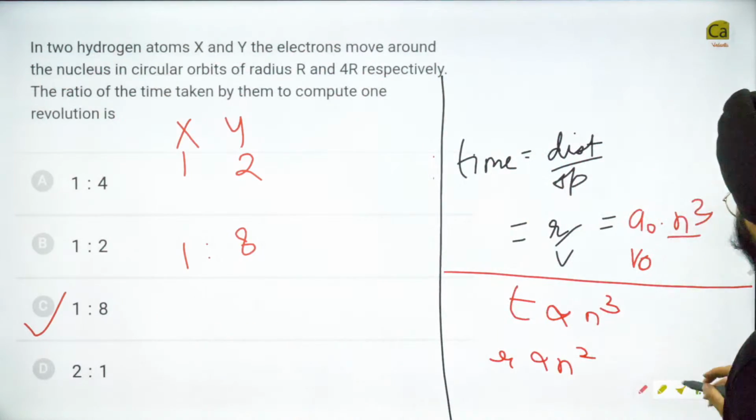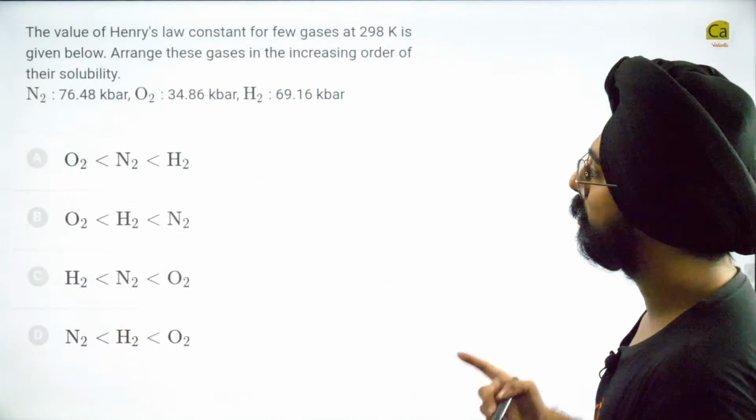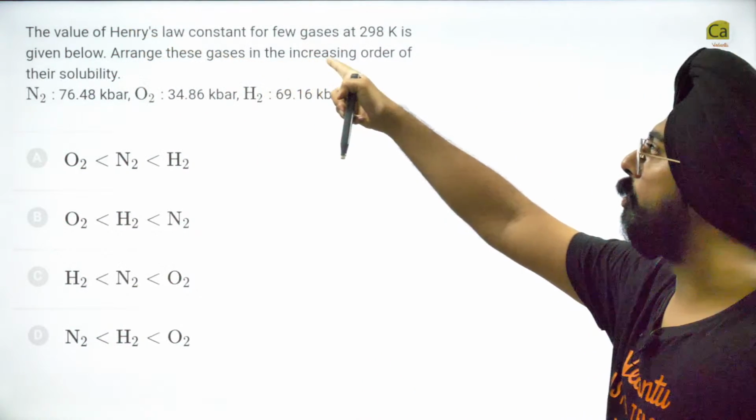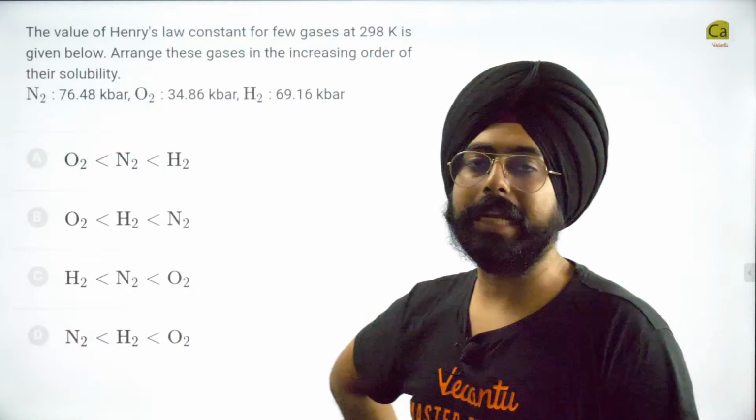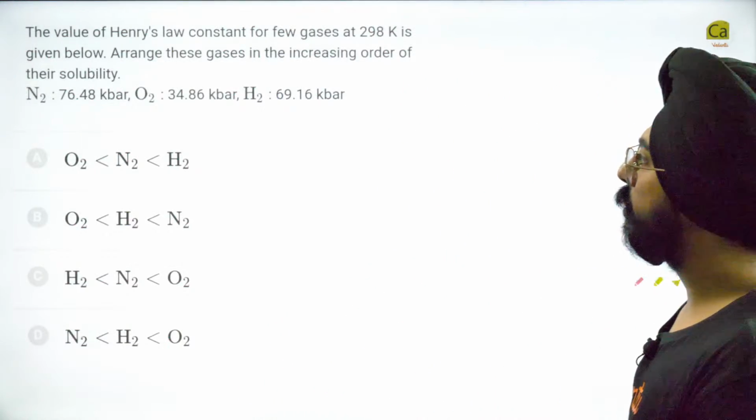Not going to spend more time on this particular question. Let's move on to the next one. The value of Henry's law constant for few gases at 298 Kelvin is given below. Arrange these in the increasing order of their solubility.